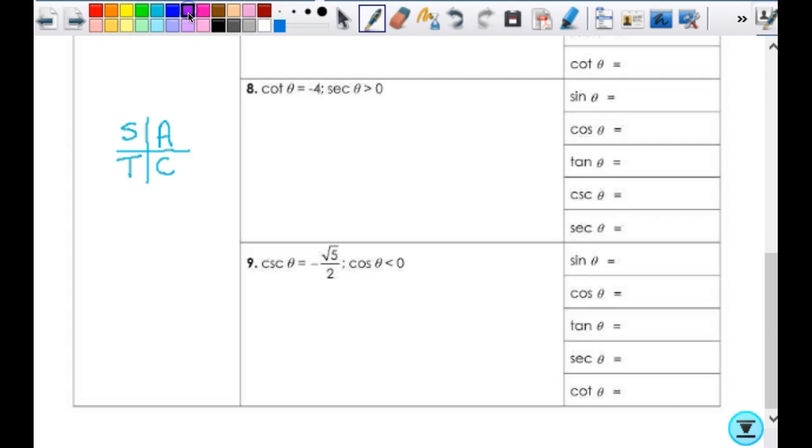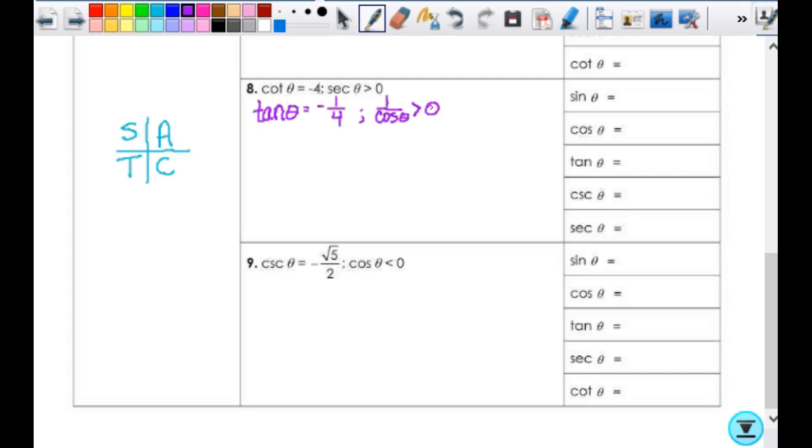So we have cotangent of theta is negative 4. So tangent of theta is the reciprocal of that. Well, the reciprocal of 4 is 1/4, and it's still negative, so it's negative 1/4, right? And then secant of theta is greater than 0, so that means that we want 1 over the cosine of theta to be greater than 0. And the fact that it's the reciprocal doesn't really affect the sign, the SIGN.